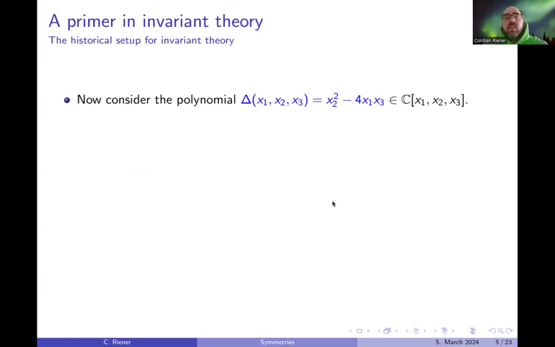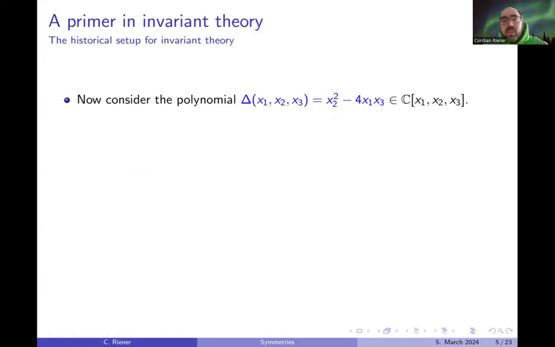And one interesting thing that they realized is the following. So now look at another polynomial. This is another polynomial in three variables, x1, x2, and x3, which is just given by x2 squared minus 4 x1 x3. So people who have paid attention in high school might immediately recognize this polynomial. And I give you maybe 2 minutes in the break to think about where you have seen this polynomial before.